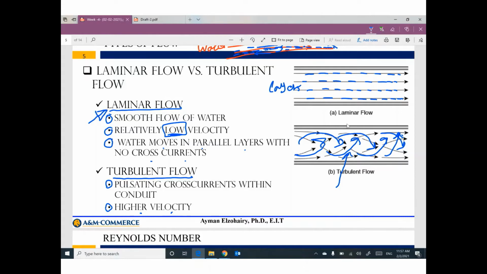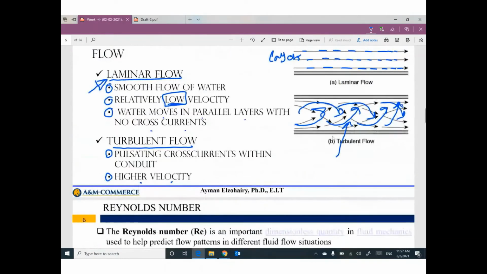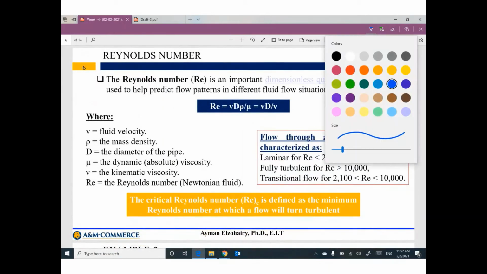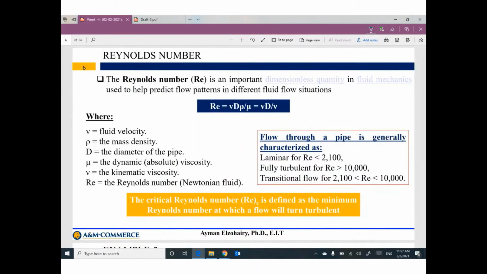Okay, how can I figure out? We have a flow right now. Can I determine if this flow is laminar flow or turbulent flow? Yes, we can. How? By using a number or a parameter called Reynolds number. Reynolds number, Re, is just a number, which is very important. This number is dimensionless. We don't have units for this number.